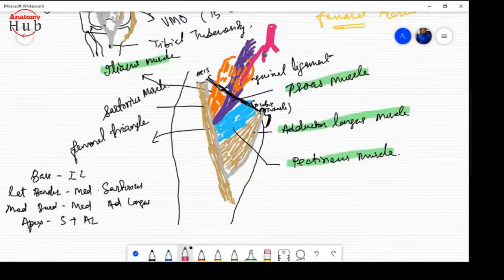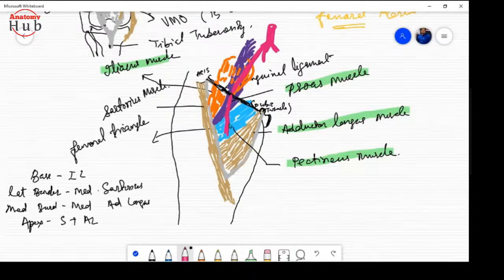So here you'll find the external iliac artery. This external iliac artery is coming downward, and deep to the mid inguinal ligament, remember, deep to the mid inguinal ligament, it continues downward. So here you'll find the continuation of the external iliac artery. Here the name will be changed.